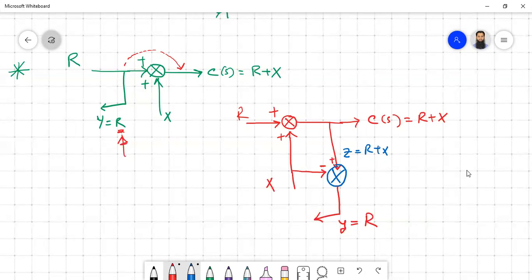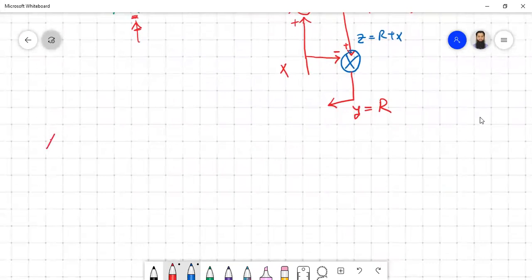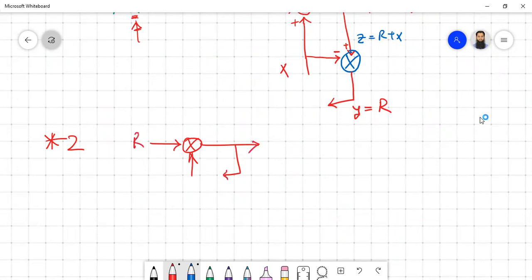The same thing applies if you want to take the pickoff point from after the summing junction to before the summing junction. So what will happen? This is another critical thing, critical rule two. If you already have the summing junction, then you are taking some values here. Let's say this is your R, this is your X, and now you're taking Y. Y is basically R plus X. Now we have to bring the pickoff point before the summing junction. So the output C of S becomes R plus X.